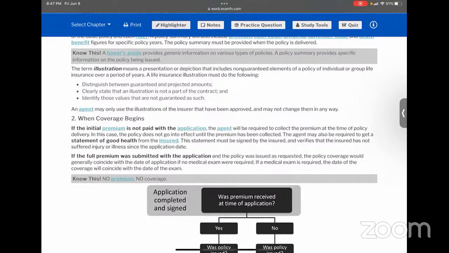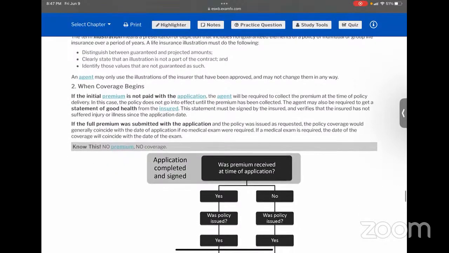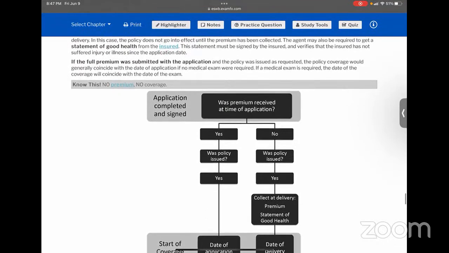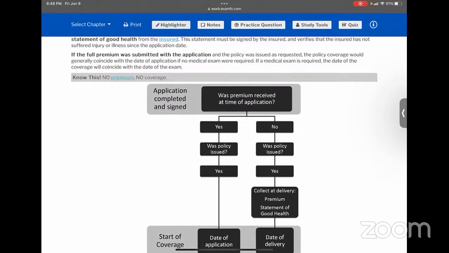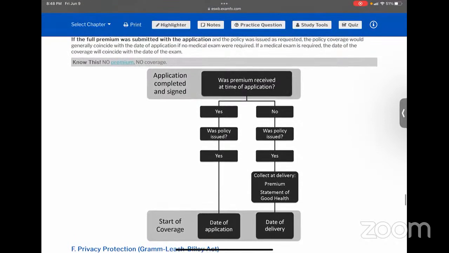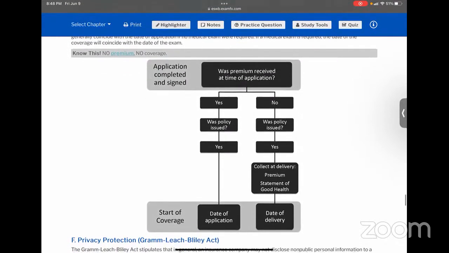Application completed and signed. Was premium received at the time of application? If it's yes, was policy issued? Yes. Then start of coverage is the date of application. All right, this is important. So, date of application.